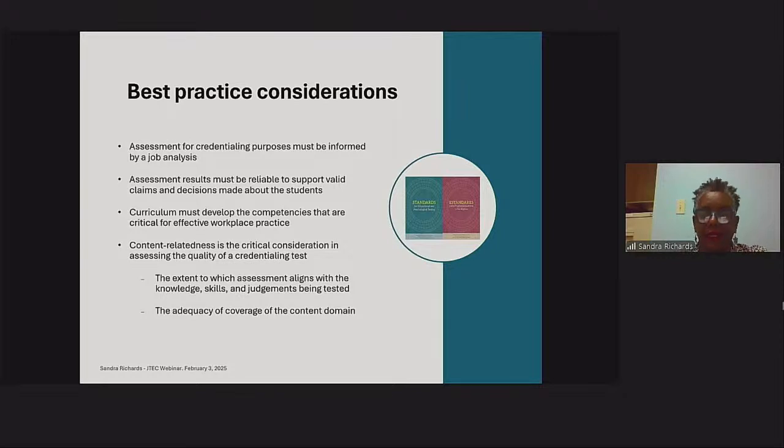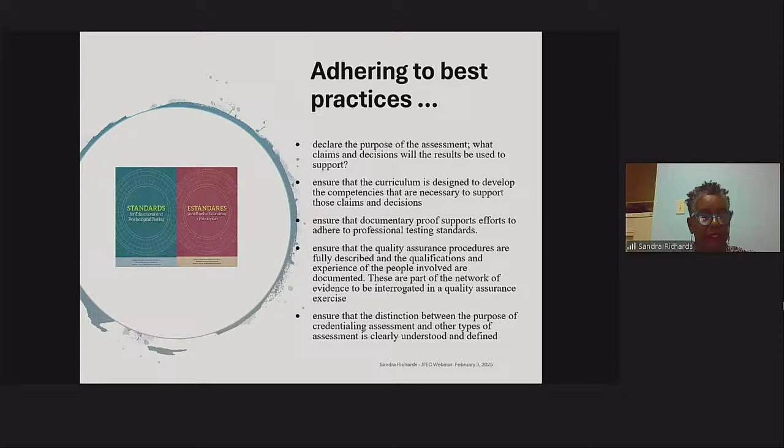Good quality assessment cannot test for problem solving and critical thinking skills if meeting the curriculum outcomes does not require the activation of problem solving and critical thinking skills. Good assessment cannot use AI tools or creative methods of assessment if the curriculum objectives do not support these tools or methods. Now, in adhering to best practices, higher education institutions must declare the purpose of assessment. What claims and decisions will the results be used to support?